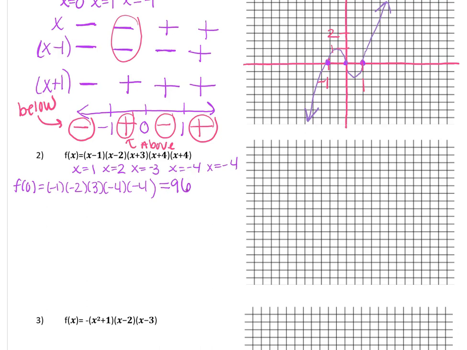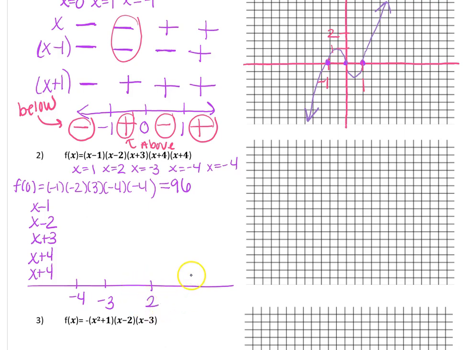Okay, so now what we're going to do is partition the number line. I'm going to write x plus 4 twice. Okay, and then along my number line, we've got, in order, -4, -3, 1, then 2. Okay, now I'm going to fill in.